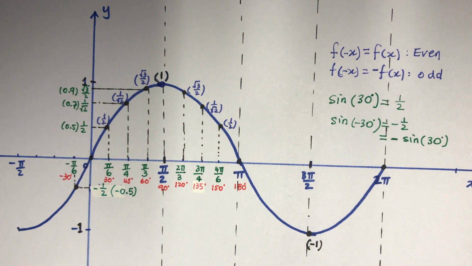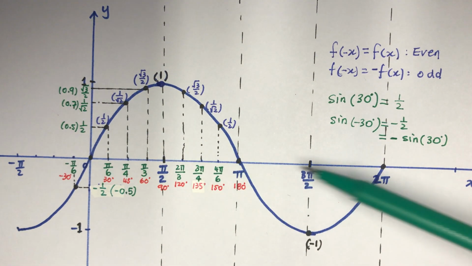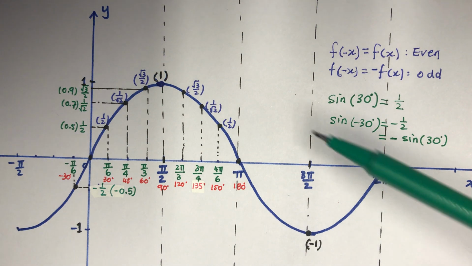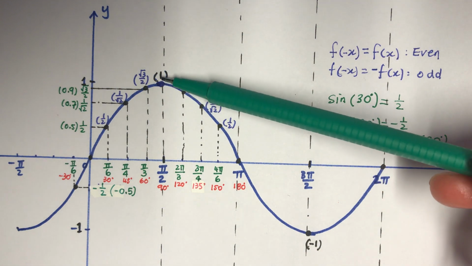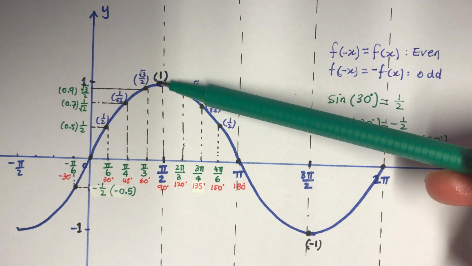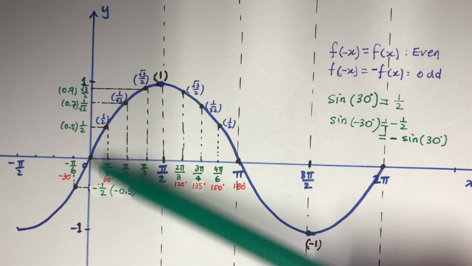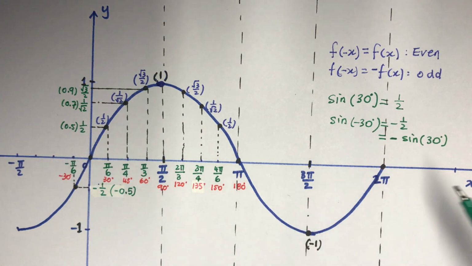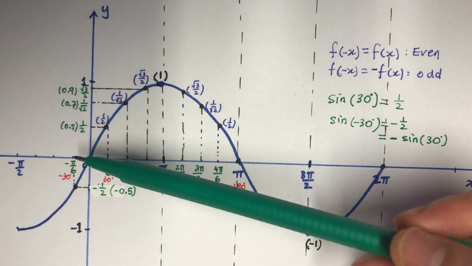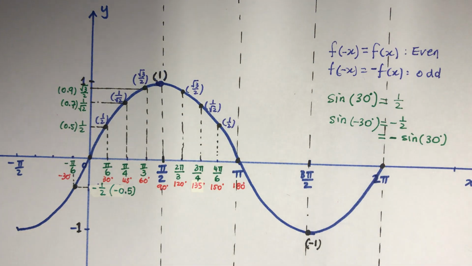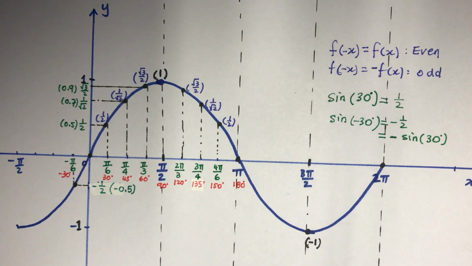The amplitude is the height from the center, where it cuts the halfway mark of the range. So it goes from 1 to -1 here, and of course the halfway mark is the x-axis. From here, it goes up to 1. So your amplitude is 1.